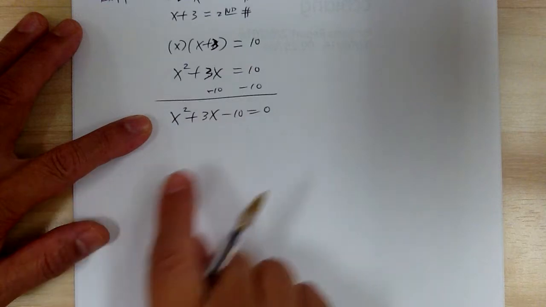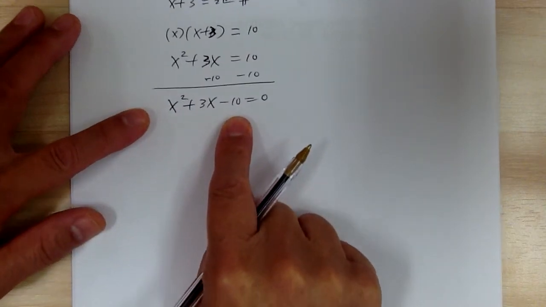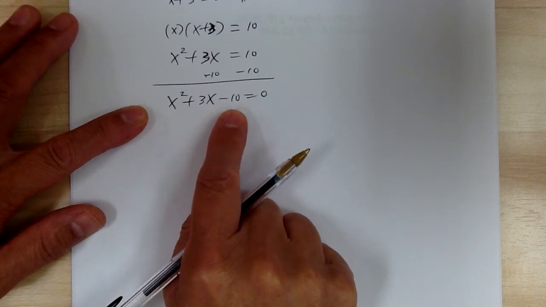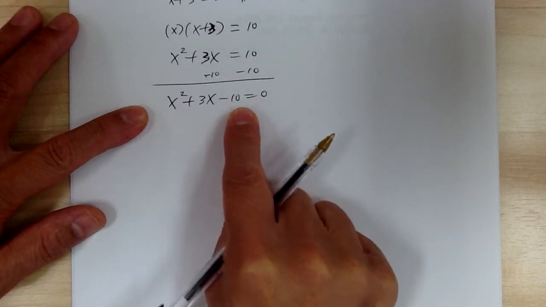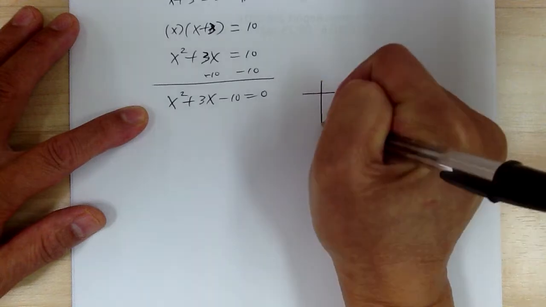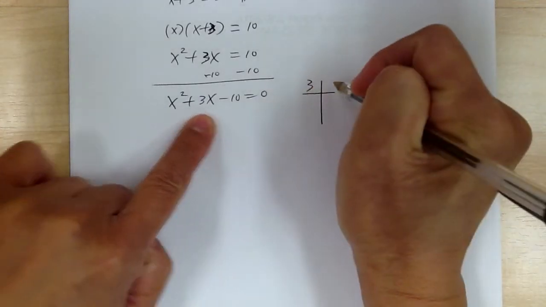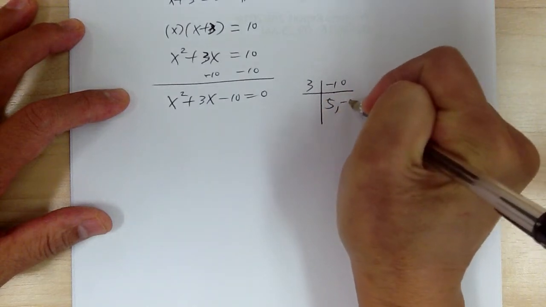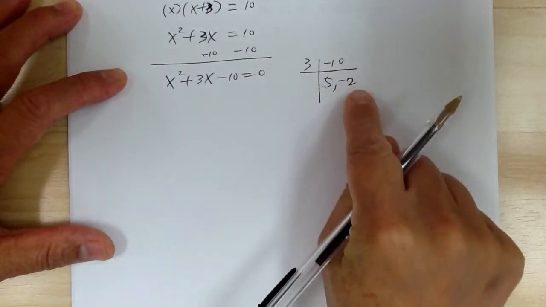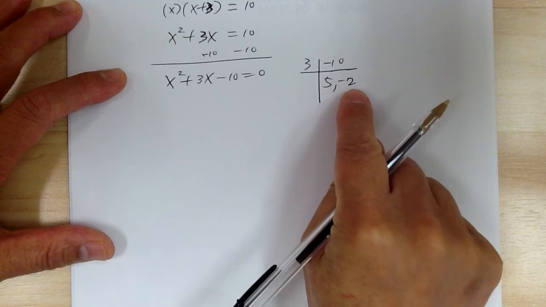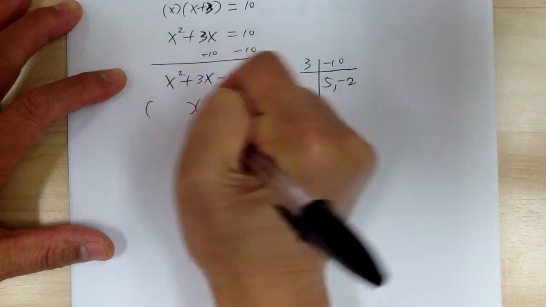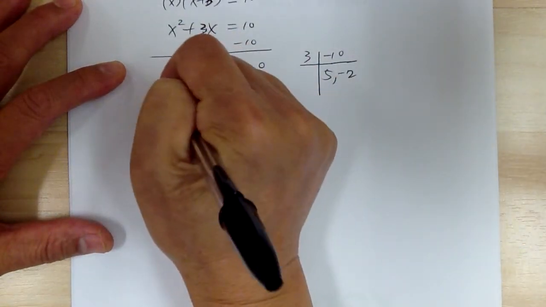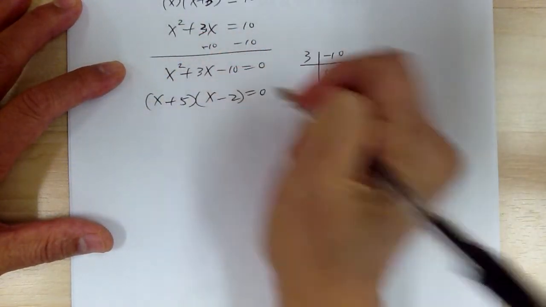So now you have to solve. Step 1, common factor, cannot. Step 2, perfect square. No, this is not a perfect square. So you go to step 4, sum and product. So you use 3 and negative 10. So you need to get 5, negative 2. So 5 times negative 2 gives you negative 10. 5 plus negative 2 gives you 3. So you're going to get x and x. So this is going to be plus 5 and minus 2.